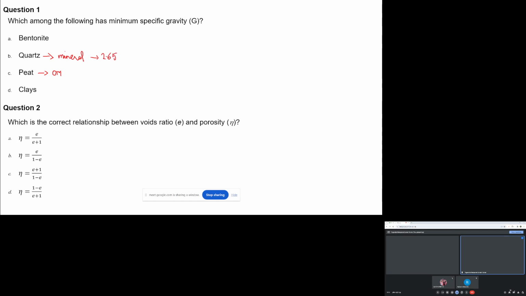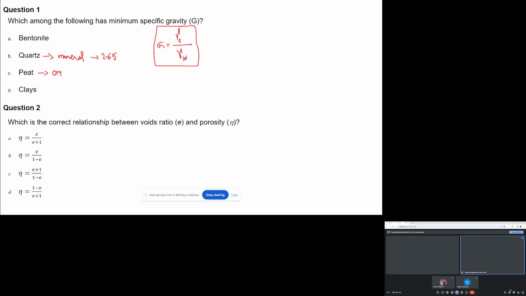What is the unit of specific gravity? Can somebody respond? No units, sir. Yes, specific gravity does not have any unit because it is normalized: it is gamma of solids divided by gamma of water. That is G, so it has no units.